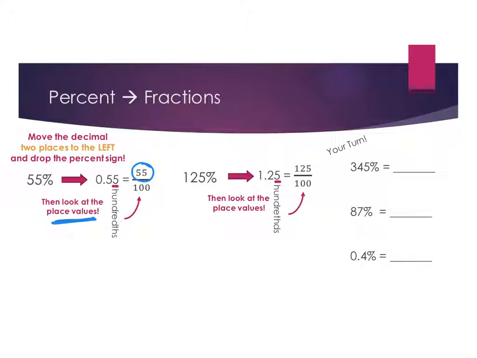Let's do it again. Okay, so we have 125%. The decimal is right here after the 5. We're gonna first move it over 2 places, so 1, 2, and we get 1.25. Then we're gonna ask what place our last number is in. And 5 is in the hundredths place. So 100 is gonna go on the bottom. Then everything that was in the number goes on top, and we drop our decimal. So we have 125 over 100. That would be 125% as a fraction. So go ahead and try out 345%, 87%, and 0.4% to see if you can change them into fractions.